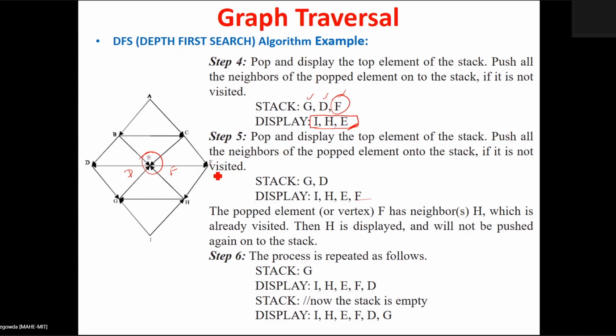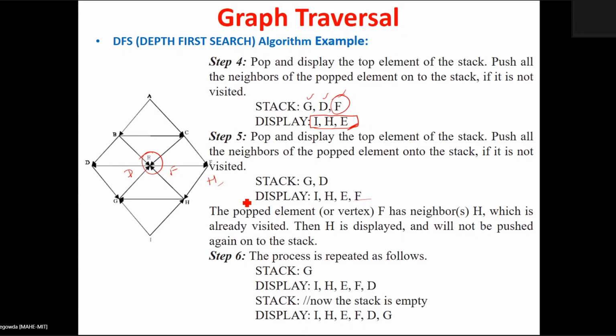Now find out the neighbors of F here. The neighbor of F is nothing but H only. But H is already visited over there, so there is no need to push the same element again onto the stack. If I push it once again onto the stack, that is going to result in self-looping. That will be avoided over there.